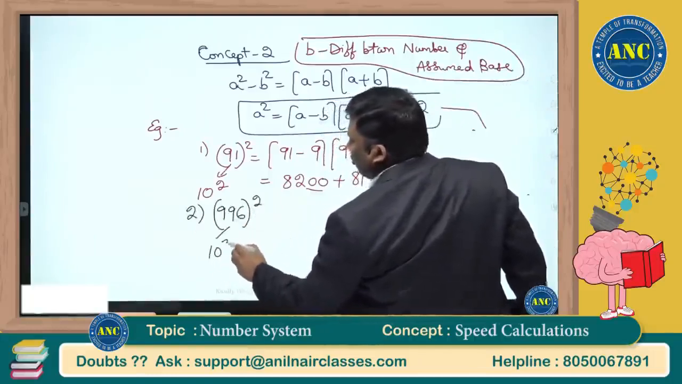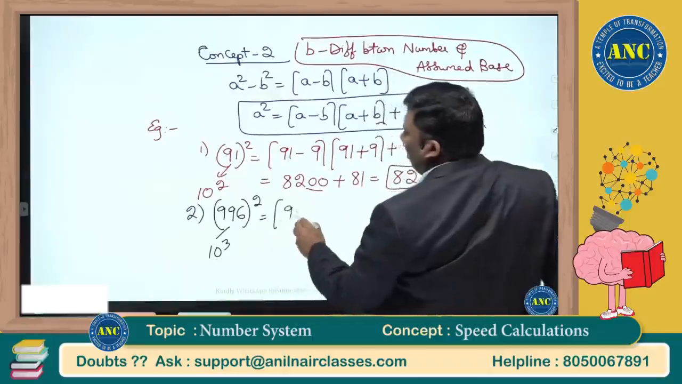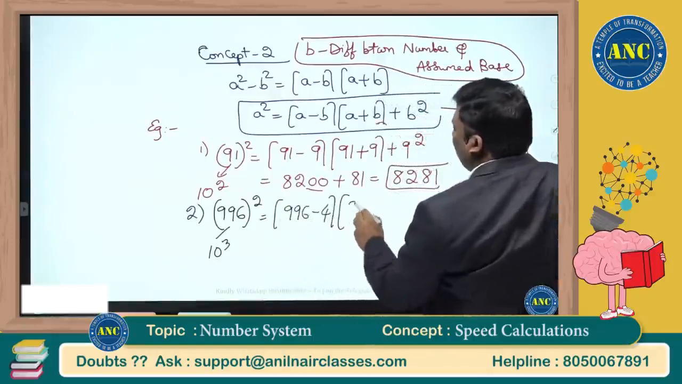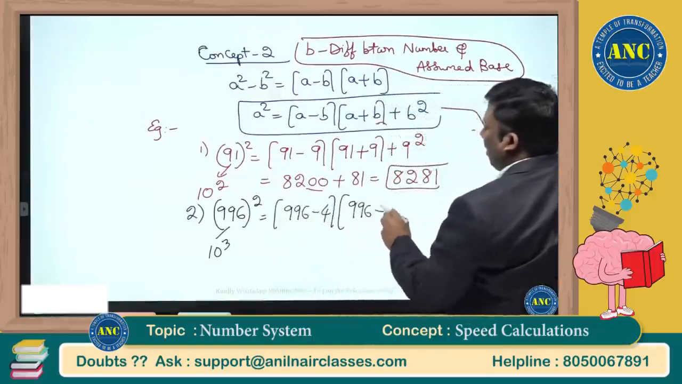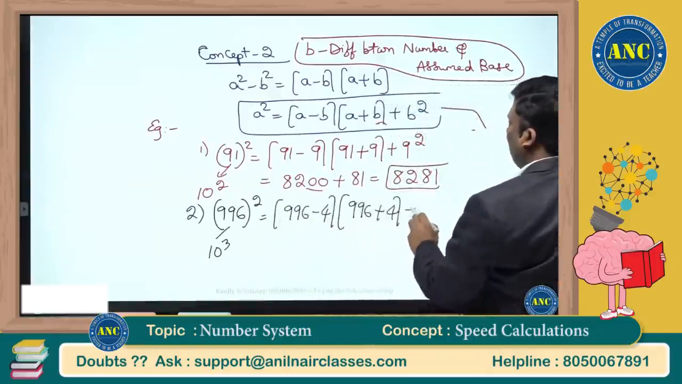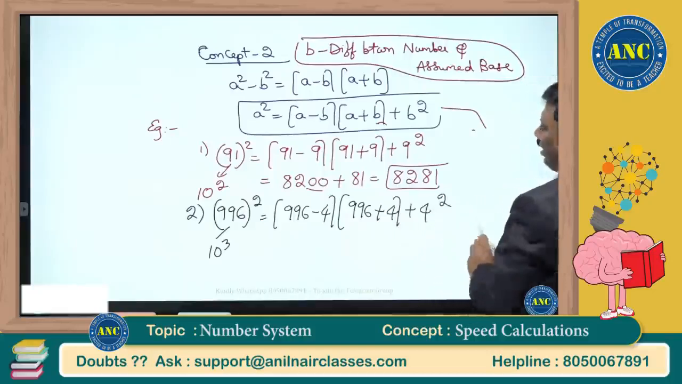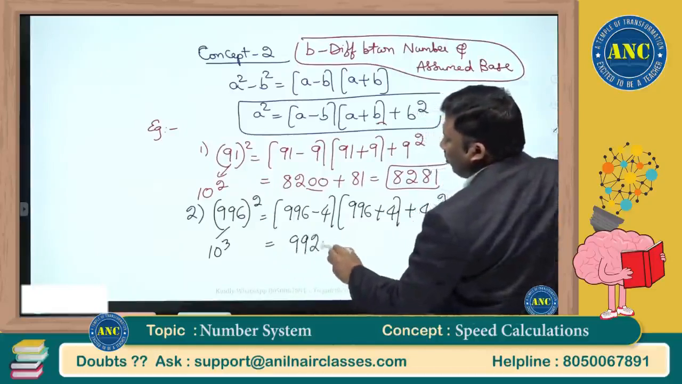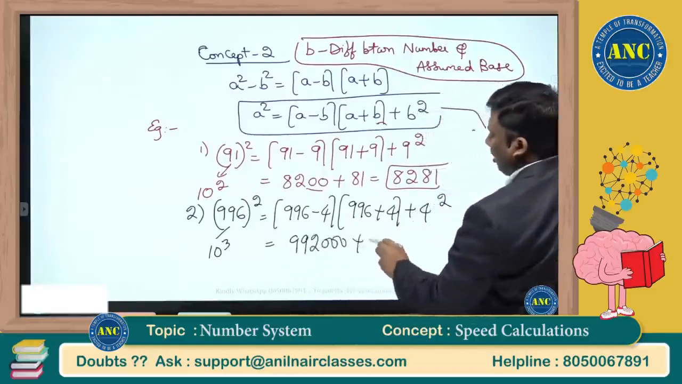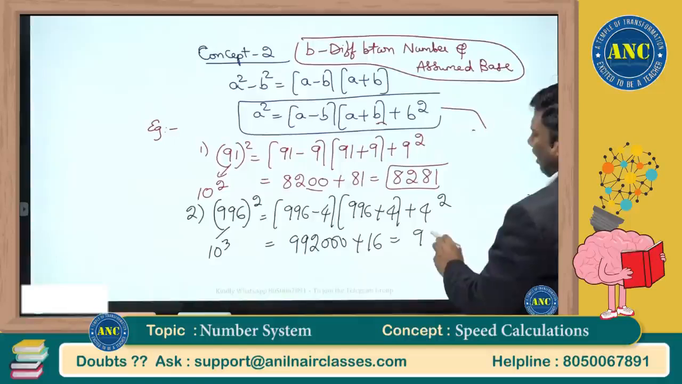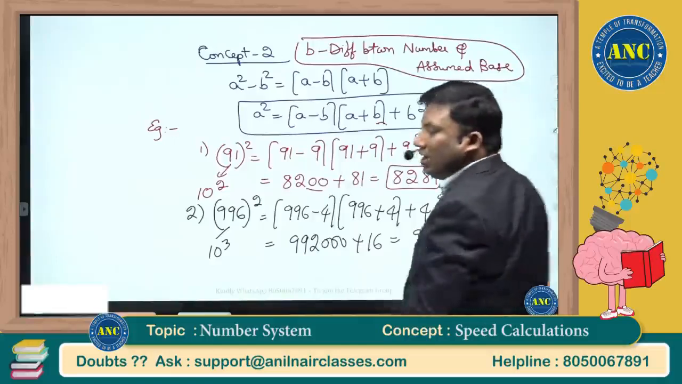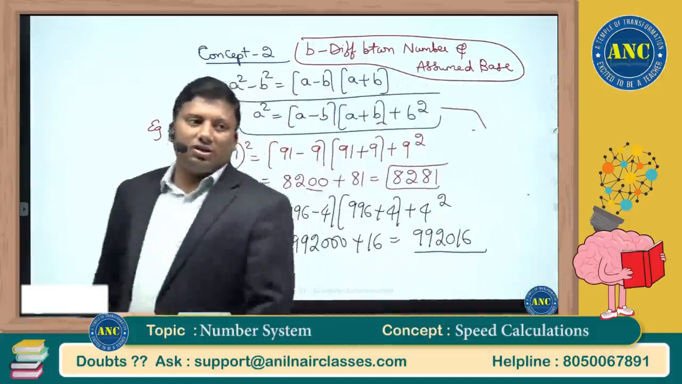Second, the question where we realized that it is taking more time. 996 is nearer to 1000. A is 996, base 1000. The difference is 4. 996 minus 4 into 996 plus 4, plus 4 square. So these are nothing but 992 into 1000, which is 3 zeros, plus 16. So the answer is 992016.